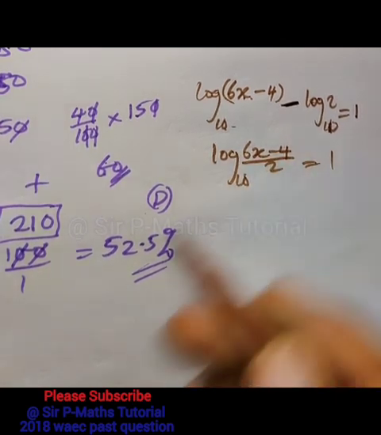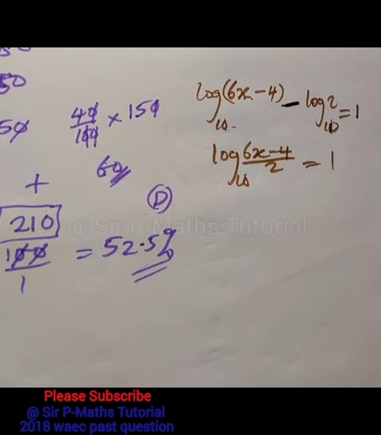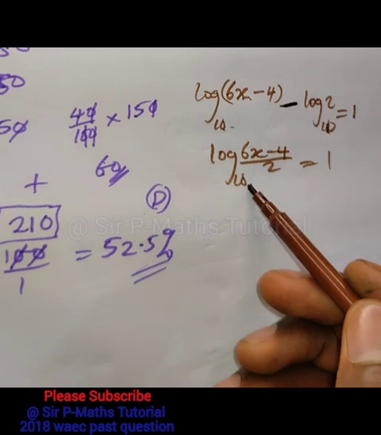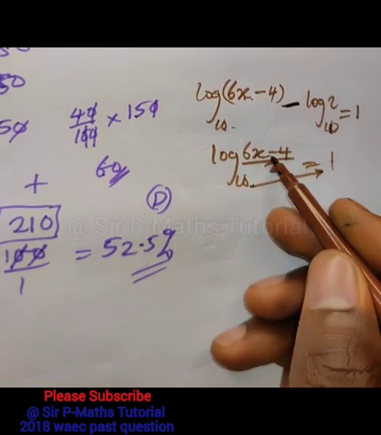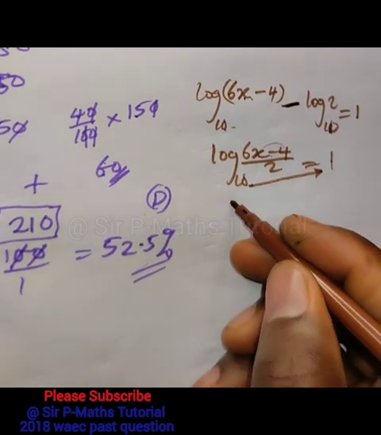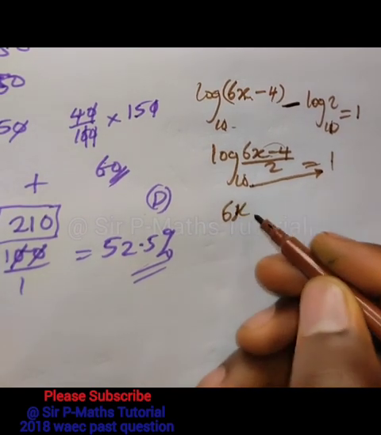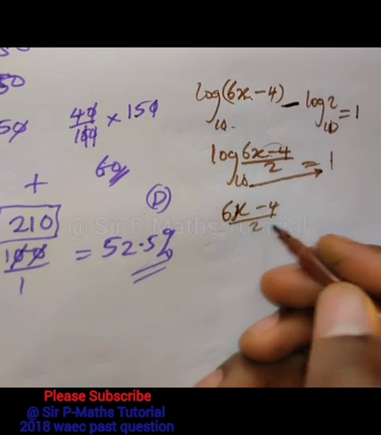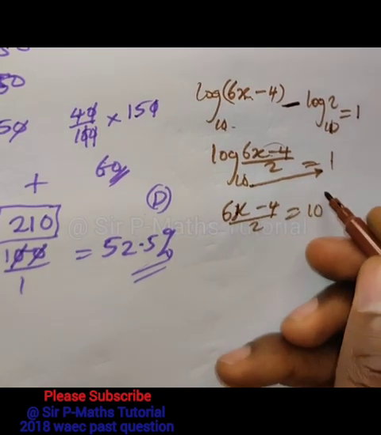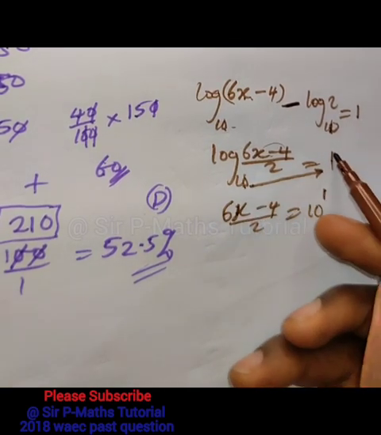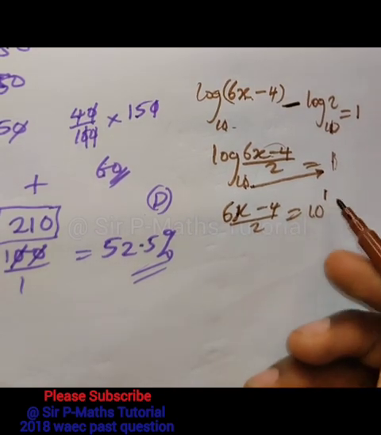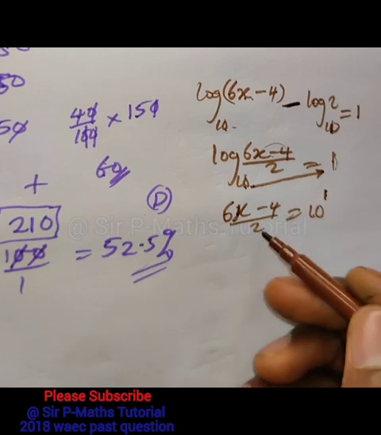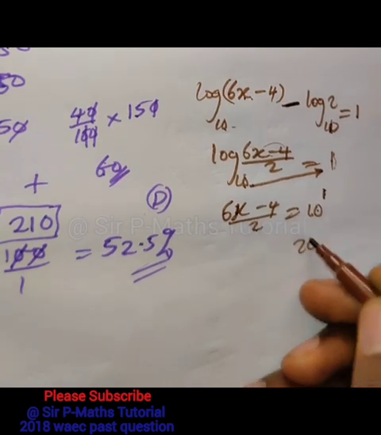Now let's change this logarithm into indices. How do we do that? This base will carry 1, which is the subject, as power, and then we'll write this one as subject. So I'll say 6x minus 4 over 2 is equal to 10 raised to power 1. So the base here will carry whatever number you have here as its power. Now to simplify, 10 raised to power 1 is 10. We cross multiply. 2 times 10 will give me 20.